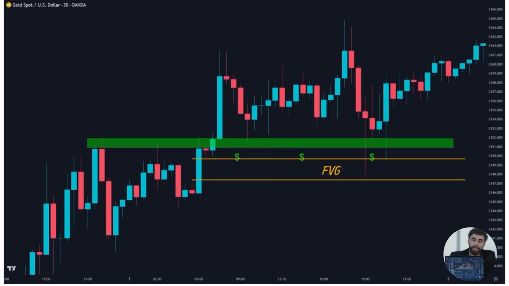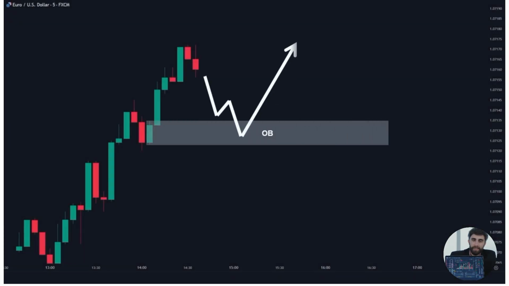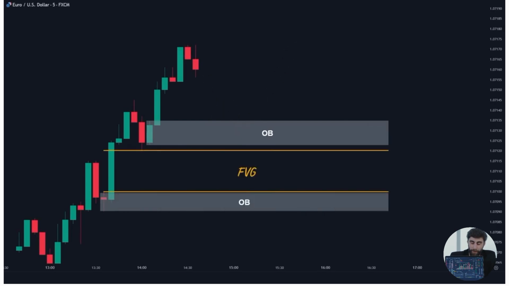Now let's see the second liquidity model. Here we have a valid order block and a potential trading opportunity to go long. But looking at the left side, we can spot this gap between the candles, precisely below the first order block, and another valid order block zone here.